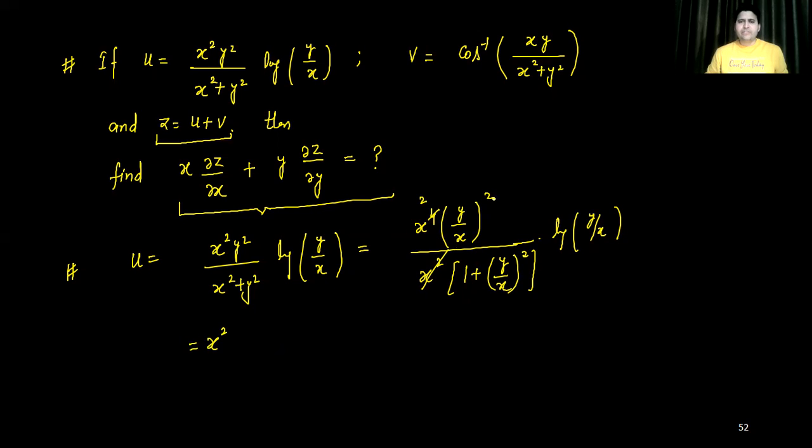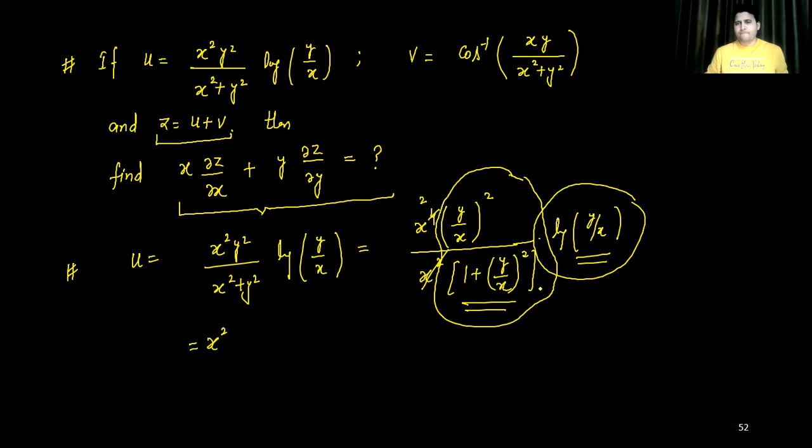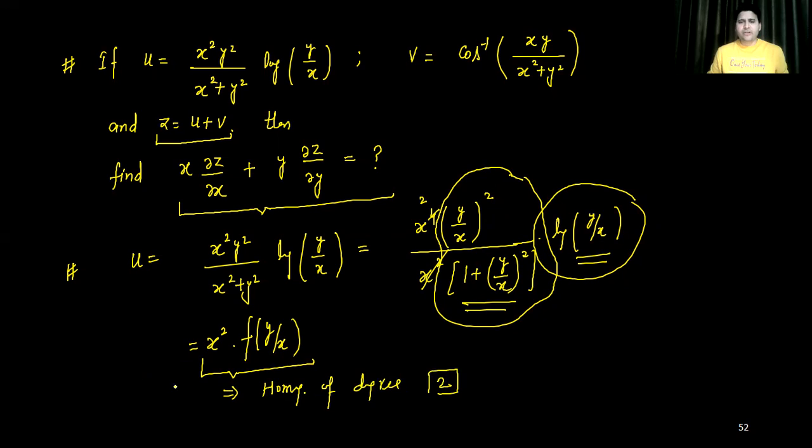x square into, you can see this term is a function of y upon x, and also log y upon x is also a function of y upon x. These terms are functions of y upon x. That is, the whole term can be written as a function of y over x. Why am I writing this? Because all of the expression has the y upon x term. And this, if you remember, is the standard notation of a homogeneous function. What will be the degree? 2. Because the standard notation is x power n into function of y upon x. So here I am getting that u is a homogeneous function of degree 2.